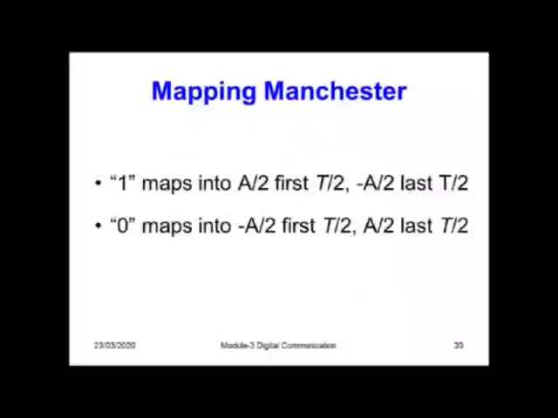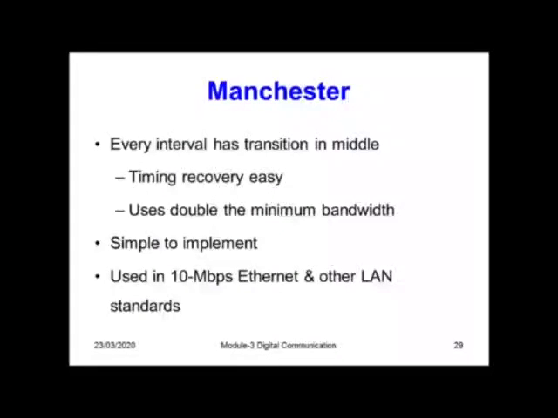1 maps to A by 2 for the first T by 2 duration and minus A by 2 for the next T by 2 duration. 0 maps to minus A by 2 for the first half and A by 2 for the next half interval. Every interval has a transition in the middle. Timing recovery is easy, and it uses double the minimum bandwidth. Simple to implement, it is used in 10 megabits per second Ethernet LAN cables.